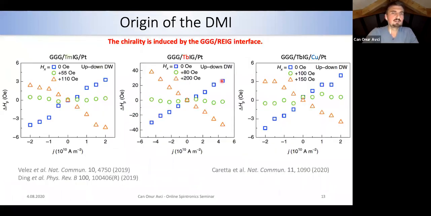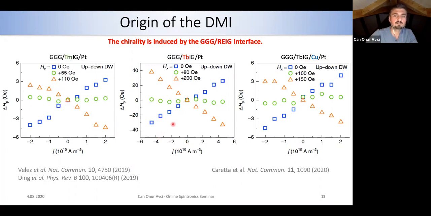Why is that? We wanted to observe whether platinum gives rise to this or something else. So we did measurements on thulium iron garnet platinum, left-handed chirality, terbium iron garnet platinum, left-handed chirality. Then we inserted copper in between. Again, the domain walls are left-handed chirality, which means that platinum does not need to be in contact with terbium iron garnet. So platinum does not play a significant role here.